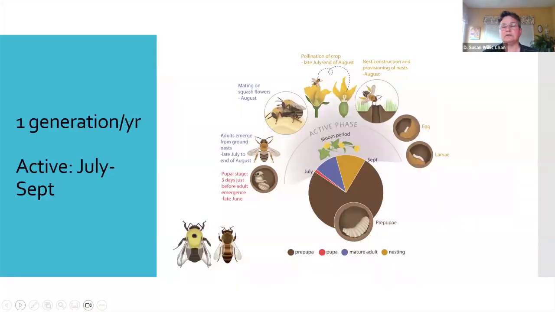Squash bees produce one generation a year. So that means they don't produce offspring and then those offspring produce more offspring. It's not like that. They just produce one generation and it's over. They're active from July to September, and this corresponds exactly to the bloom period of pumpkin and squash. In that time, they have to emerge as adults, they have to mate, they have to forage on the crop, and then the females have to make nests and produce offspring. This is very different from honeybees and bumblebees, who are active throughout the season.